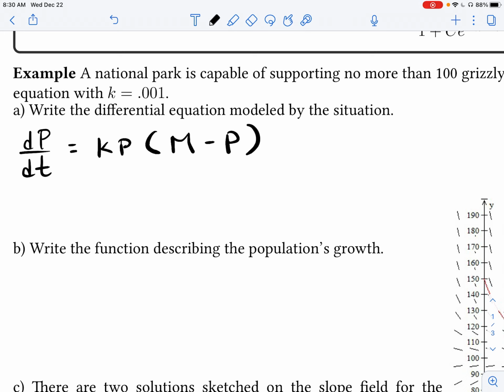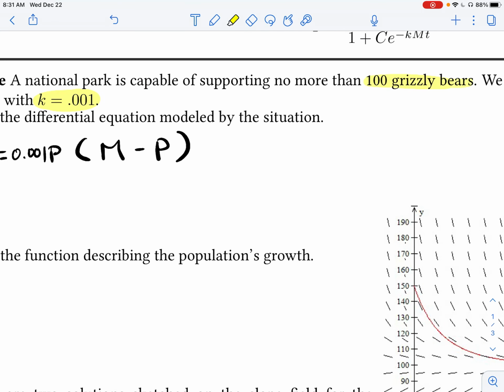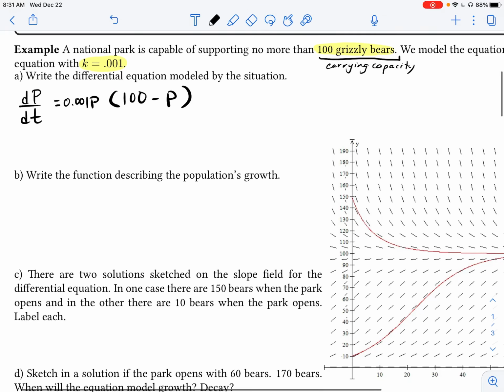What is k? Well, we're given that k is equal to 0.001. So let me put that in, 0.001. And we don't know what P is, obviously. That is our population, that's what we're going to be solving for later. But we do know that the national park isn't capable of supporting anything more than 100 grizzly bears. So this here is our carrying capacity. Can't support more than 100 grizzly bears, right? There just aren't enough resources, or whatever other threat after that. So we have 100 there.